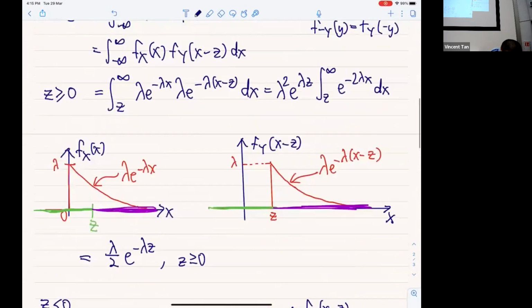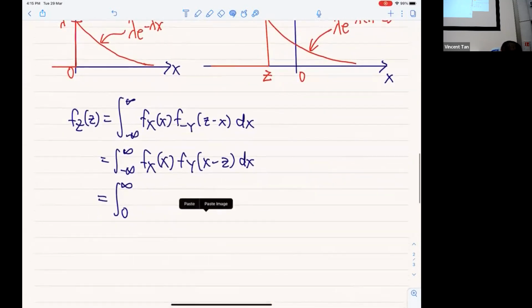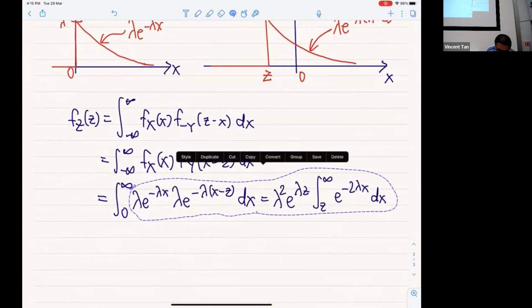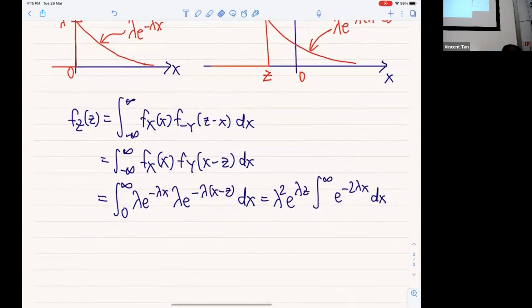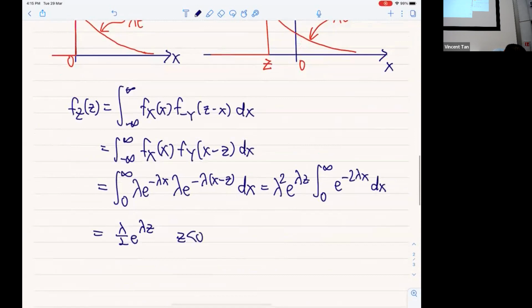Now the rest is just mechanical. All of these are the same because the integrand, the thing inside the integral, is the same. But we need to adjust this because Oliver and I agreed that the limits are here. Hopefully this is correct: lambda over 2 e to the lambda z. This is for z less than 0.